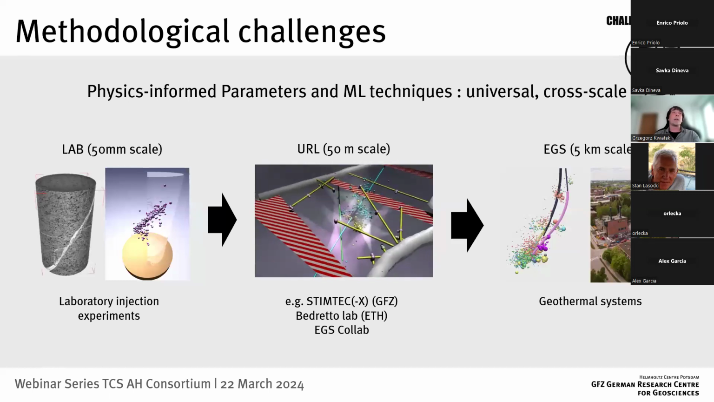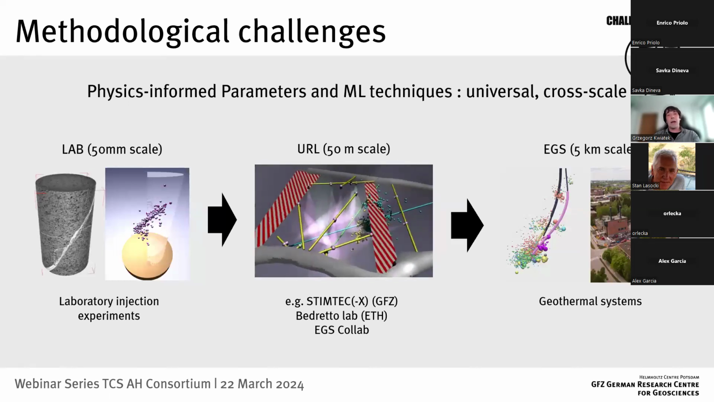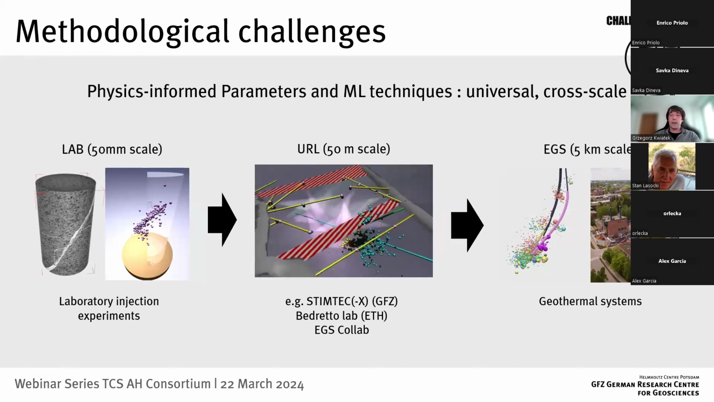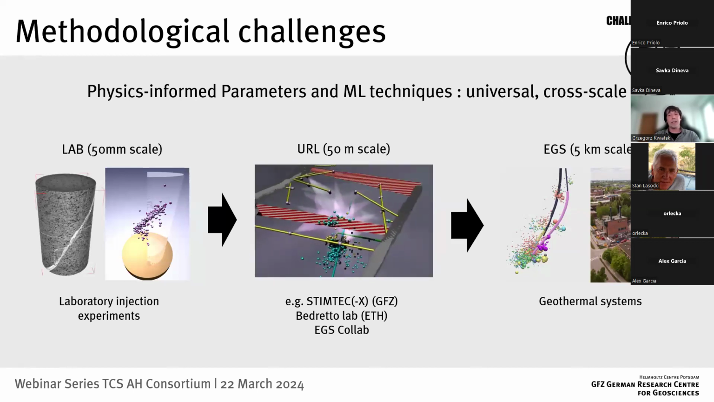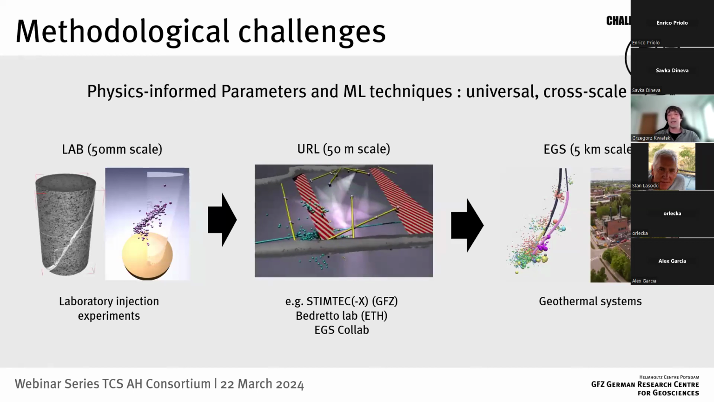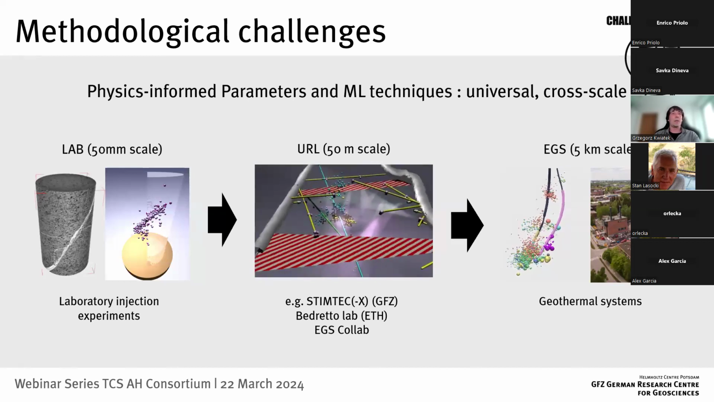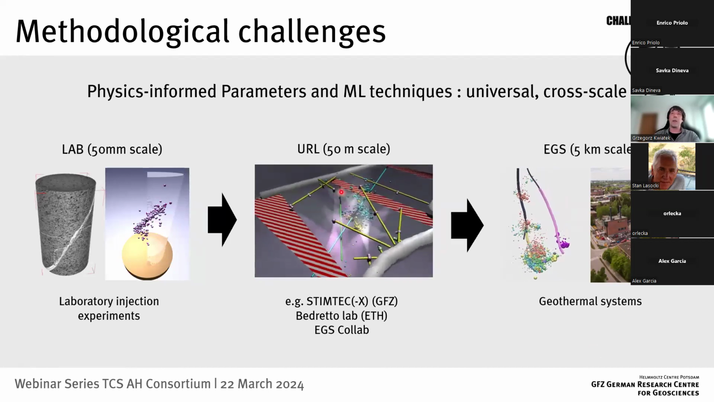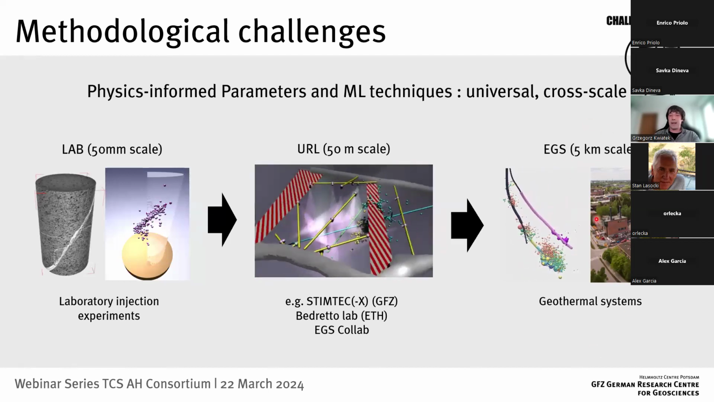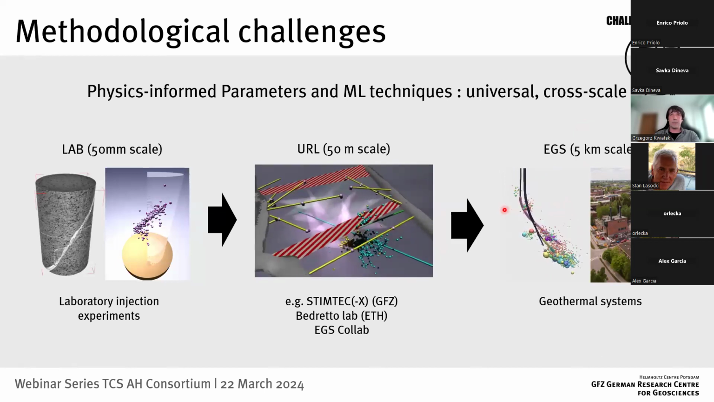One thing we are attempting is to have a cross-scale framework. The developed methodology, as well as the parameters describing the EGS state, must be cross-scale. In other words, it should be possible to apply them in laboratory experiments, in underground laboratories, and to the large scales of EGS projects.